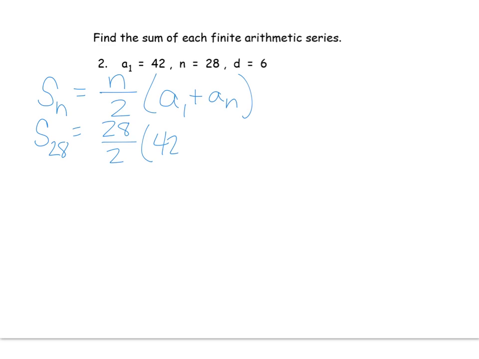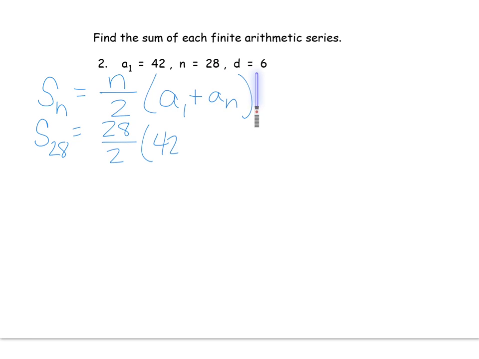But it does not tell me what my last number is. It does not give me the value for an. I don't know an. It doesn't tell me up here. But what does it give me? It tells me the common difference. So what I need to do now is say, is there a way I can figure out what the last number is in this series if I know the common difference is 6 and the first term is 42 and I'm adding up 28 numbers?